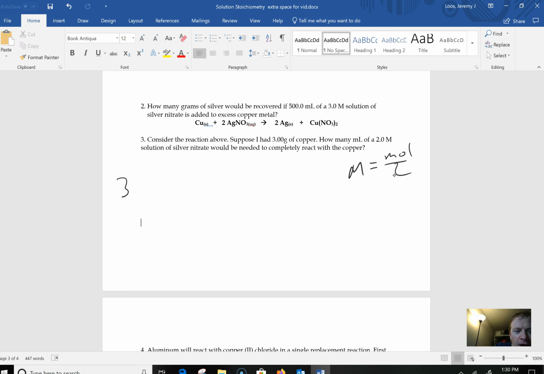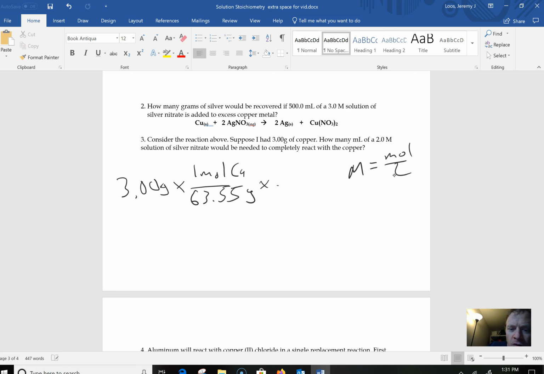So 3 grams of copper. Copper is a solid, so I can just use its mass. I can work with its mass, and I can use its molar mass from the periodic table. So the periodic table tells me that copper has a mass of 63.55. The mass from the periodic table is going to go on the bottom because what goes up must come down, and I've got grams on top. That's the molar mass of copper. So just a normal gram to mole conversion here.